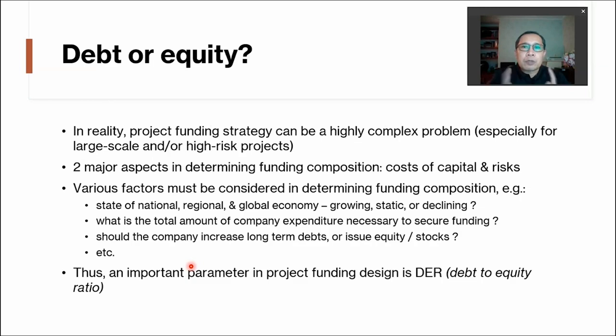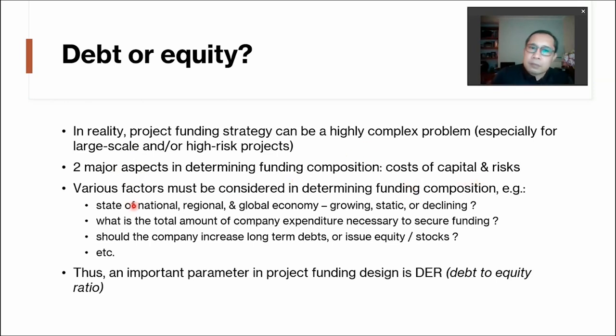Now, this is a very important question. Should we use debt or equity to finance our project? Now, in reality, project funding strategy can be a very, very highly complex problem, and it's a sensitive issue for many projects, okay, especially for large-scale and or high-risk projects. So, two major aspects in determining the funding composition. Composition meaning how much debt and how much equity you want to have in your mix of project financing. Okay. So two major aspects, those are cost of capital and risk.